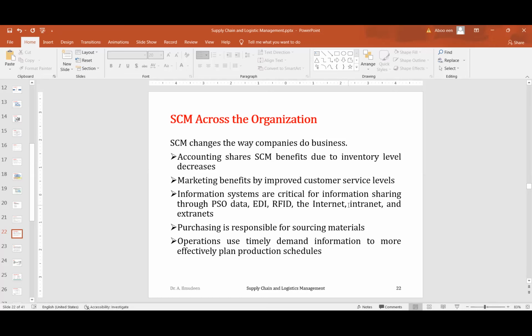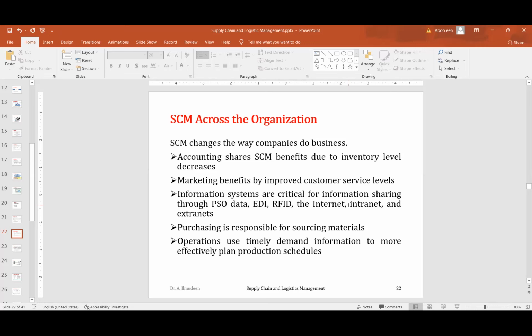Purchasing is responsible for sourcing materials. The purchasing and procurement department can easily identify and select the correct and reliable suppliers, so they can get the raw materials for their operations without any barriers.